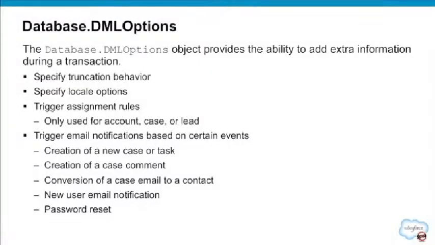There's also Database.DMLOptions. What Database.DMLOptions does is allow you to control some of the behavior of the DML operation that you're performing. So a classic one is truncation. In a field of type text, you can set a maximum length. If I have a string that contains 10 characters, but I have a field with a maximum length of 5 characters, what do I want the database to do if I attempt to write those 10 characters to that field on that record?